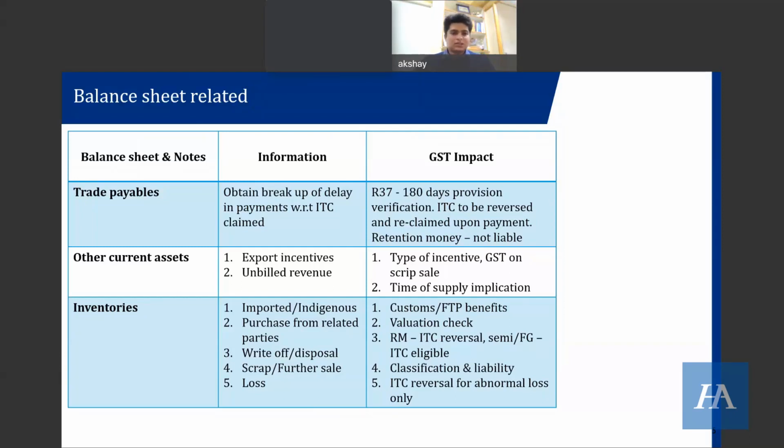Coming to losses, which generally take place during your business function in manufacturing units. Here, the ITC reversal will not be required for normal losses. It would ideally apply only to your abnormal losses.